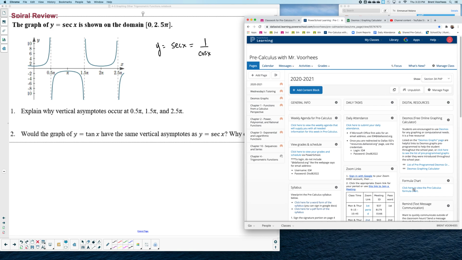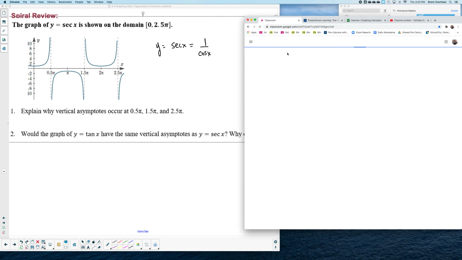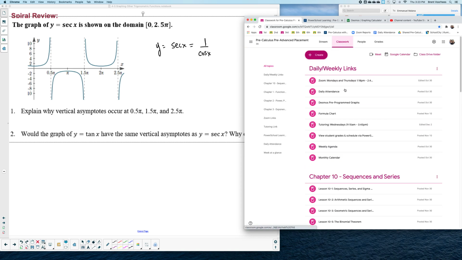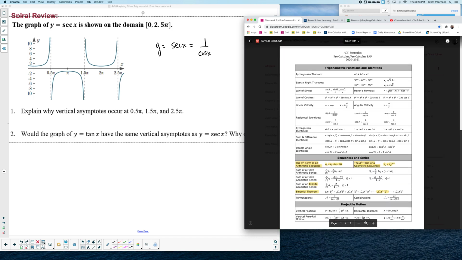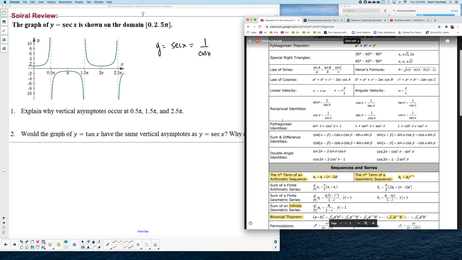the formula chart is located there on the digital resources page, or if you're in Google Classroom, you go to classwork, and the formula chart appears there on the front page. And if I zoom in here, for reciprocal identity, secant is right there. It is 1 over cosine.